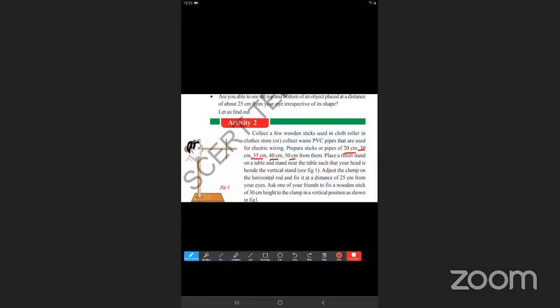Now place a retort stand on a table and stand near the table such that your head is beside the vertical stand. Now adjust the clamp on the horizontal rod and fix it at a distance of 25 centimeters from your eye. Now ask one of your friends to fix a wooden stick of 30 centimeter height to the clamp in a vertical position. So here we have taken one retort stand, and 20, 30, 35, 40 and 50 centimeter long wooden sticks.